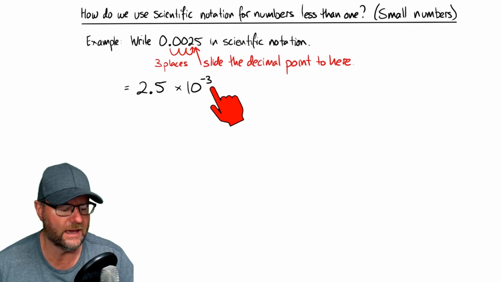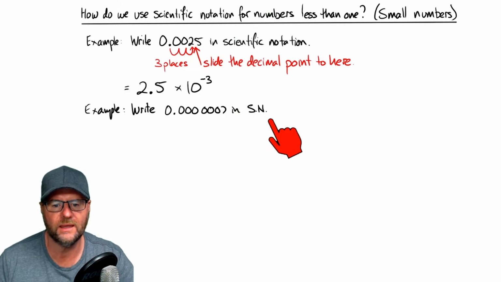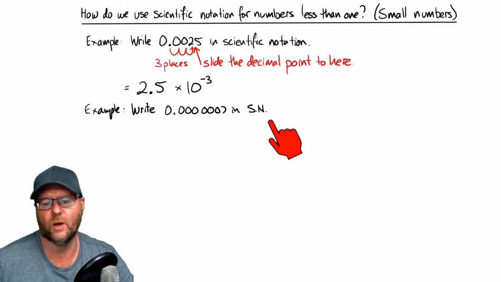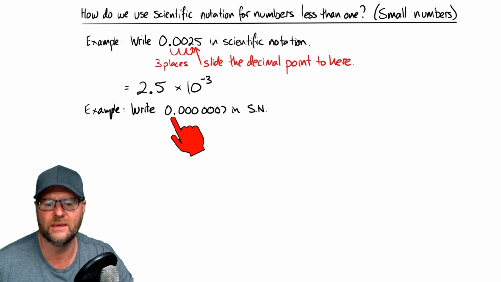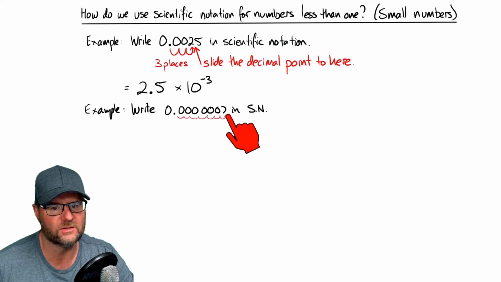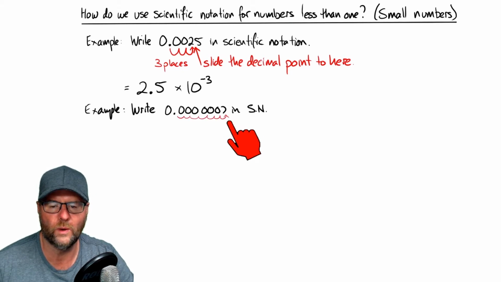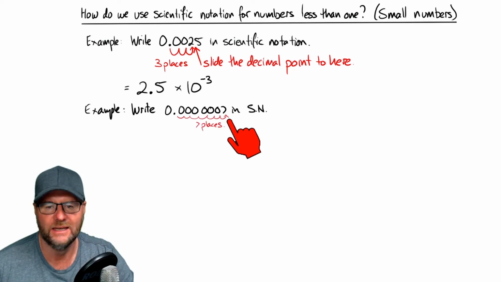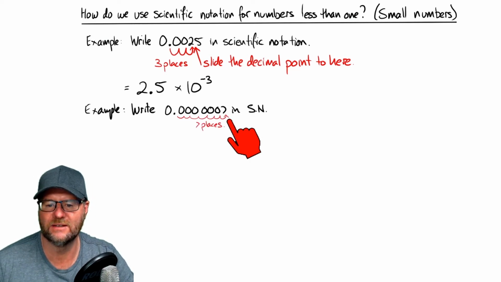So let's have a look at another example. Here's a very small number, 0.00007. How can I write that in scientific notation? We can do the exact same process. Now, my decimal is up here, and I need to move it down after the first number that's not a 0. So I'm going to move it all the way down here. How many places do I have to move it? Well, if I count them out carefully, I can see that I've moved it 7 places.